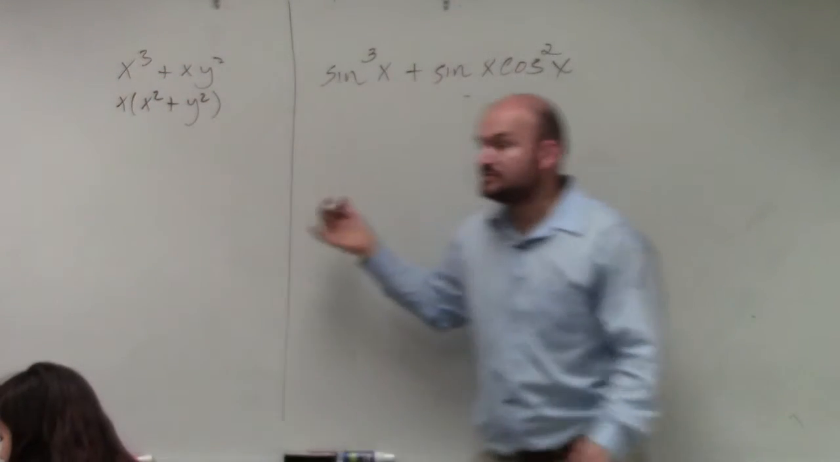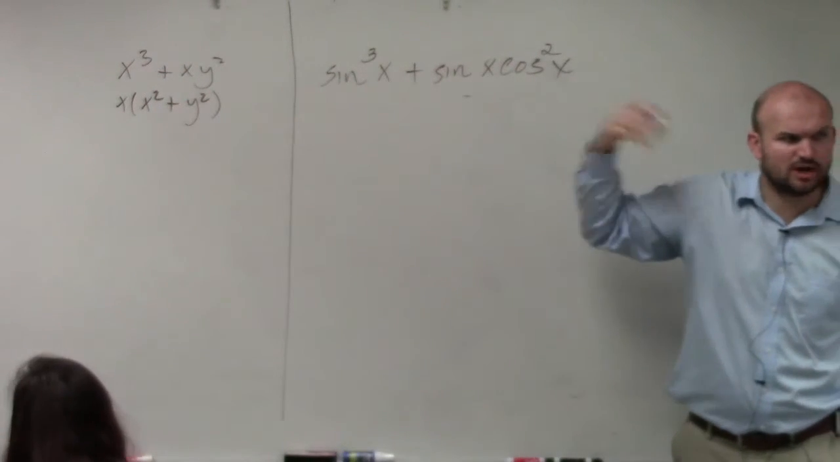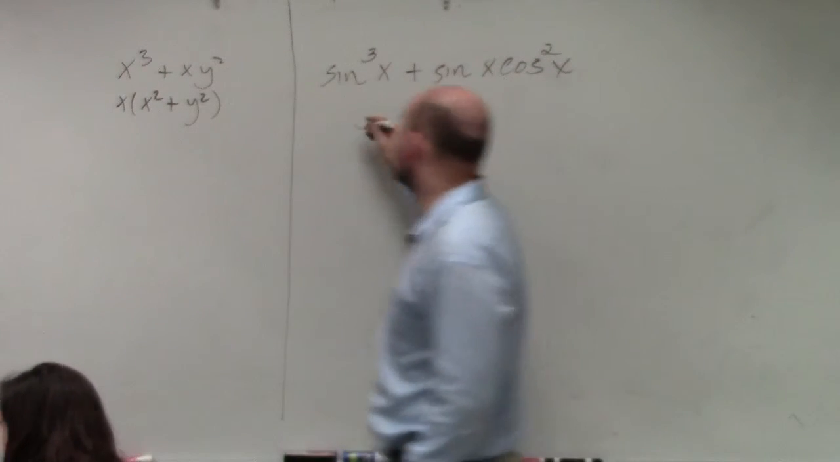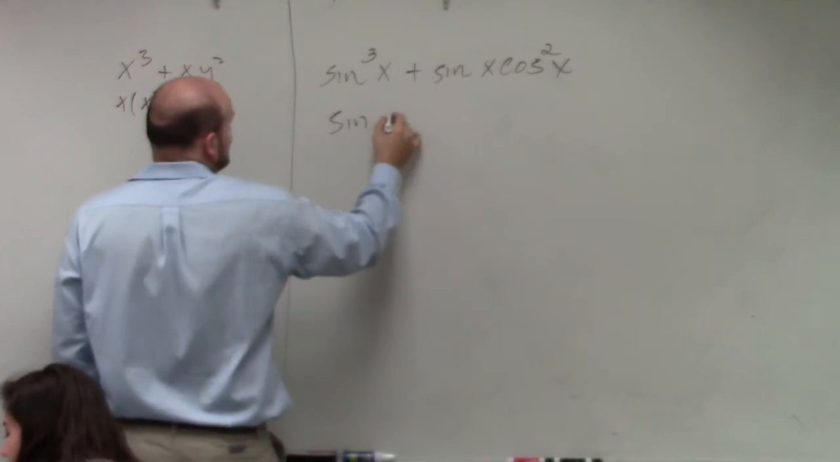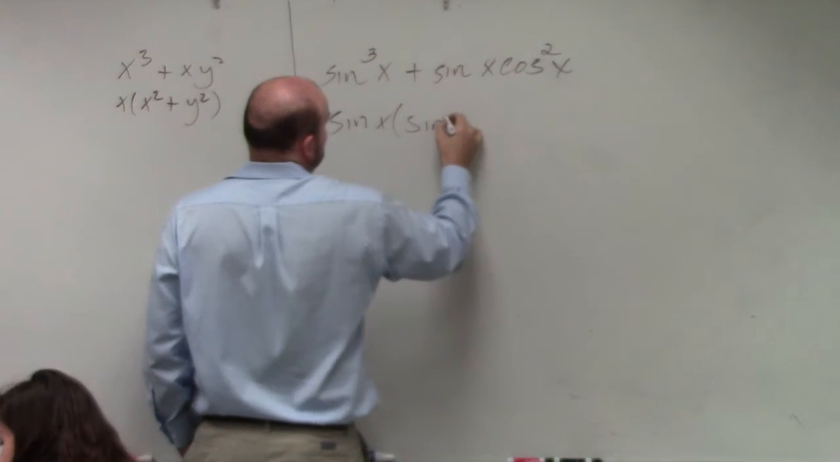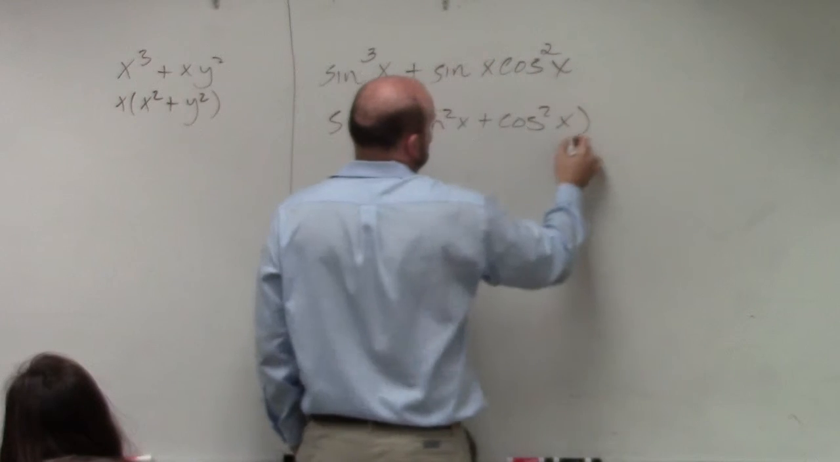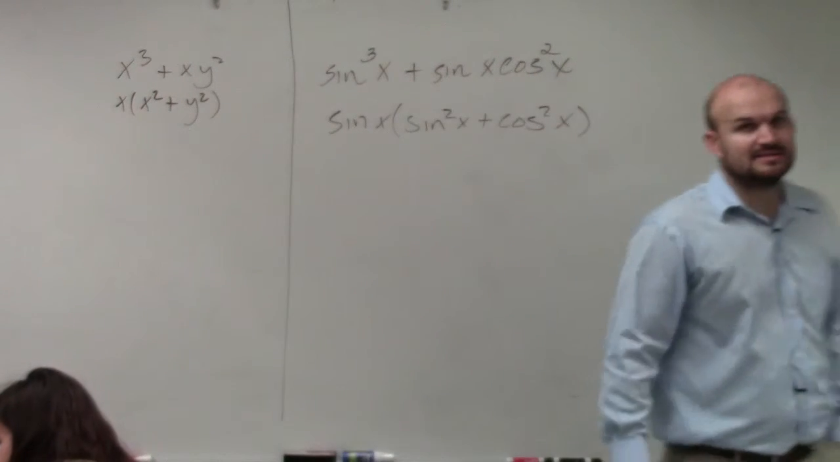Right? So here, what was our equivalent to our x? A sine. So we can factor out a sine. When I factor out a sine of x, I'm left with sine squared of x plus cosine squared of x. Correct?